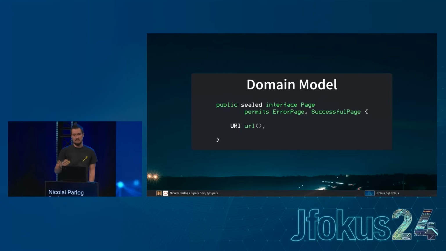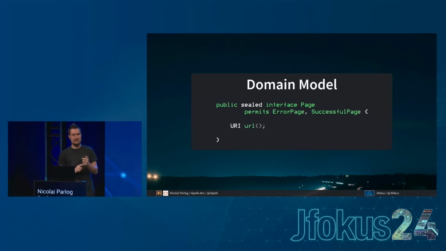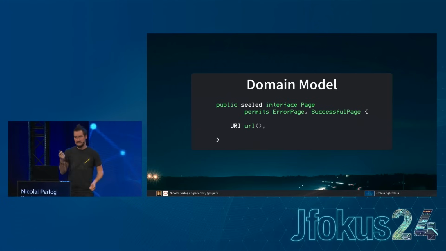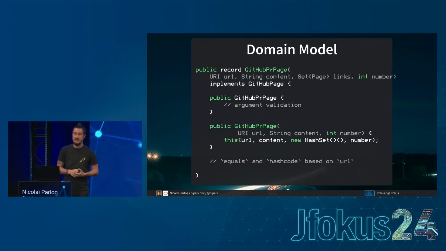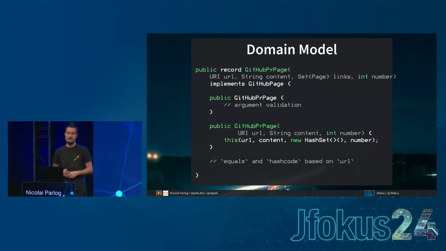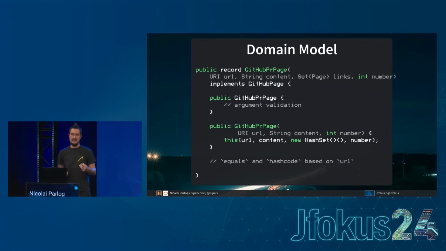For the domain model, we used two different approaches that work well together. One was we used sealed interfaces to make sure we can model this-or-that situations, like we did with page. Then we created records like GitHub PR page, which implement these interfaces and contain the data that we need as closely as possible. We did argument validation. We created helper constructors where we needed them. We overrode equals and hashCode to match the behavior that we want. All of that is possible with the records.